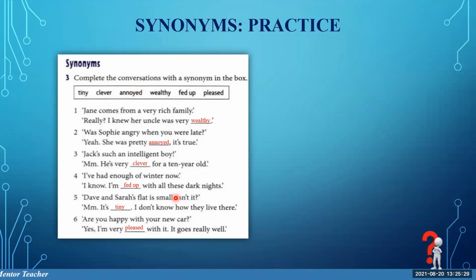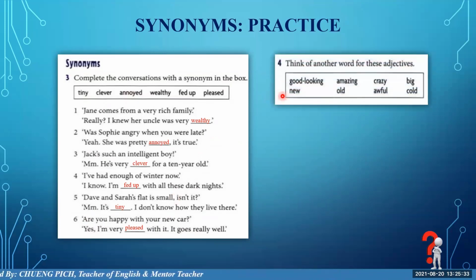Okay, good. Guys, thank you so much for that. And then we're gonna have another small activity for this one. Number 4 here, think of another words for these adjectives. So here are the adjectives. We have 8 adjectives here. So we have to find another word, a synonym, for each adjective here.